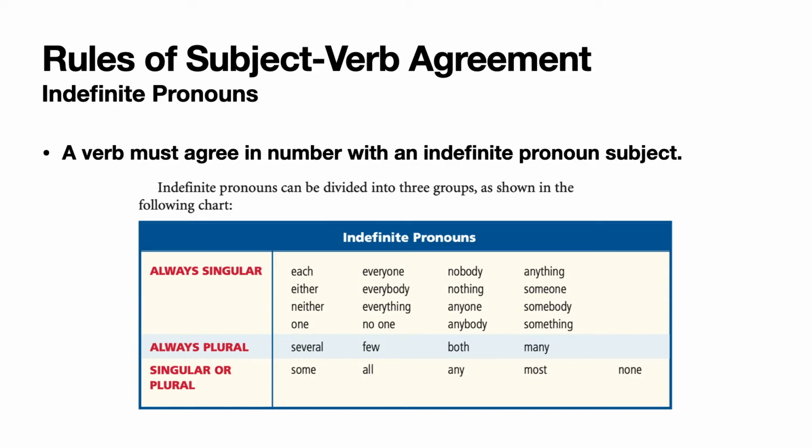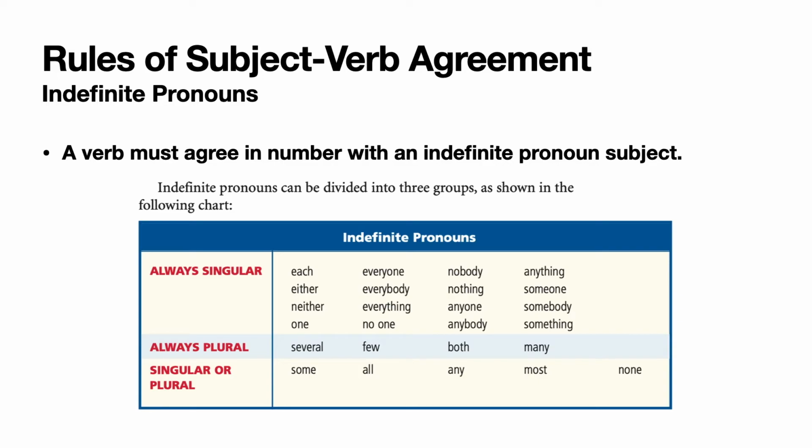We have subject-verb agreement with prepositional phrases in between. We have subject-verb agreement with linking verbs. And now we have indefinite pronouns as subjects. So the rule here is that a verb must agree in number with an indefinite pronoun subject. Indefinite pronouns can be divided into 3 groups as shown in this chart.